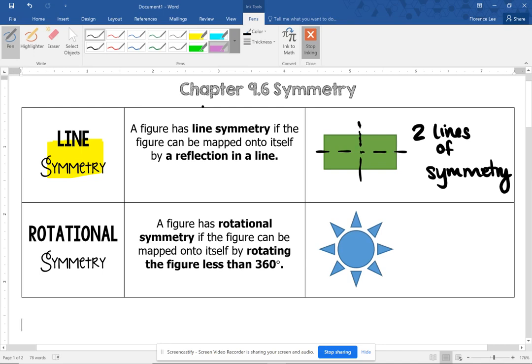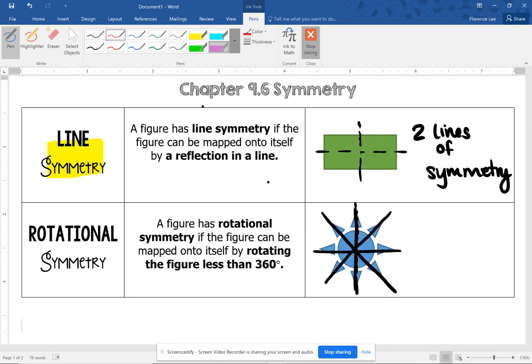Actually, let me take a look at this shape down here. I know it's for rotational symmetry, but take a look at this shape. It looks like a sun, right? How many lines of symmetry are there? There are a lot. I could draw a line of symmetry here. That's one line. I can draw another line here. That's 2, 3, 4 lines of symmetry.